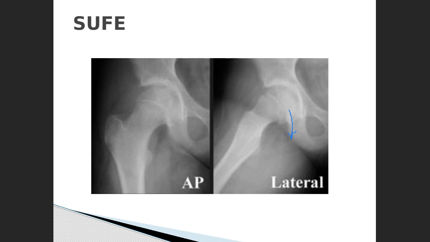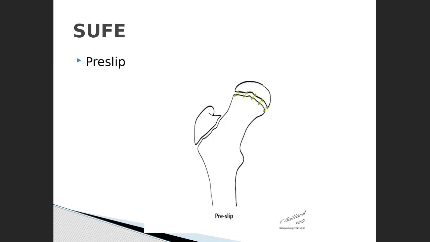Now, the other thing that we said before is we can classify it clinically in terms of a pre-slip. And we said on a pre-slip, the only thing you're going to see on the radiograph is widening of the physis. And here you can appreciate the green arrows showing you that the physis is widened. That's what we call a pre-slip.